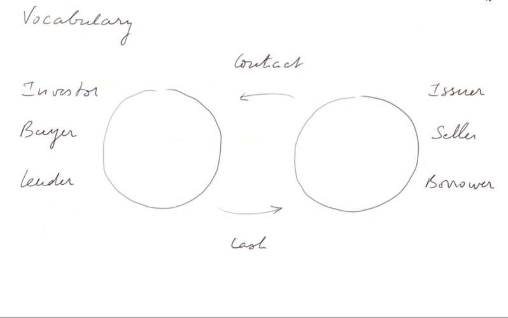Let's turn to some vocabulary. As we saw, there's an exchange of cash for a contract. The agent that gives the cash is called the investor. It's also called the buyer because it buys shares, or it buys bonds as well. And it's also called the lender. On the other side, the agent receiving the cash is called the issuer because it issues shares or bonds. It's also called the seller, and in the case of borrowing, it's called the borrower.